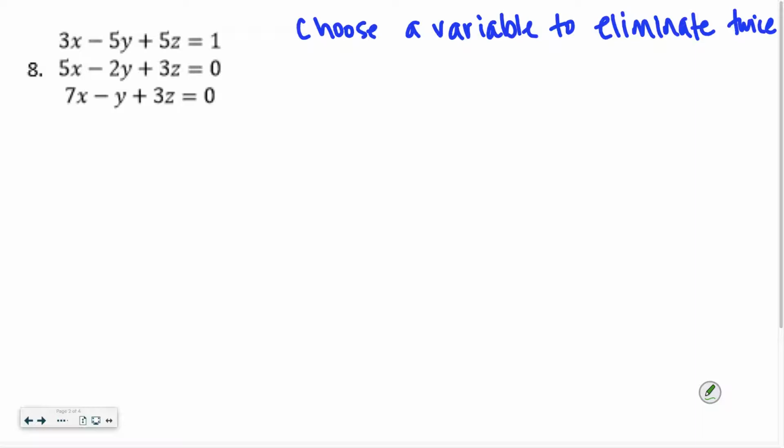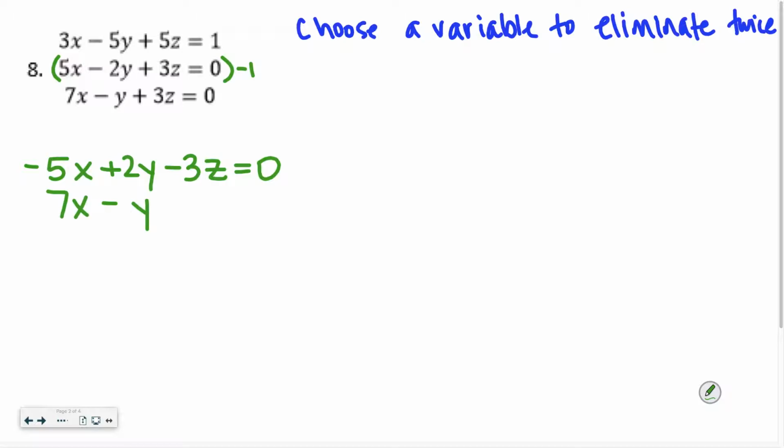So let's first talk about, what do you think? The second and the third? Okay. So if we take our second equation and multiply it by -1, then our z's would be opposite. So I have -5x plus 2y minus 3z equals 0. That's our second equation multiplied by -1. And our third equation is 7x minus y plus 3z equals 0.